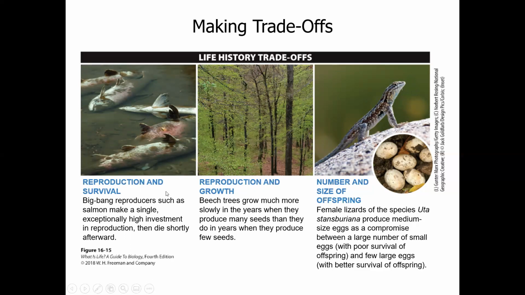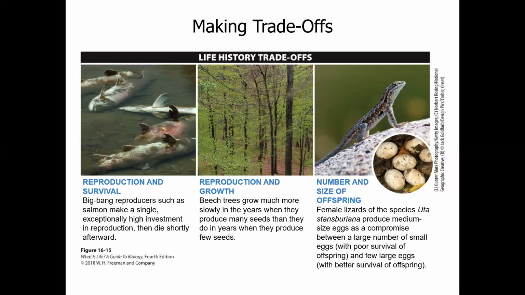On the left, we have a trade-off between reproduction and survival. With this, we have an example of salmon. Salmon have a really high investment in reproduction. So they're putting a lot of energy and time into being able to produce more offspring. So they are very good at producing those offspring. However, those salmon die very shortly afterwards. So they don't really invest a lot of energy into their survival.